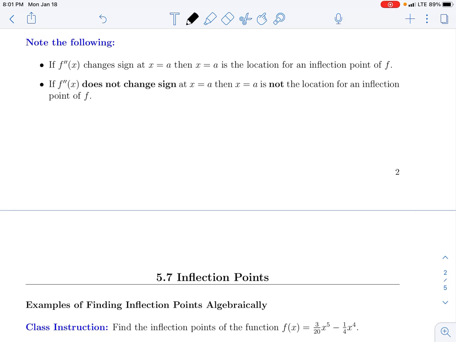In the next video, you'll see me do an example algebraically, but I hope that this video helps you understand the concepts.